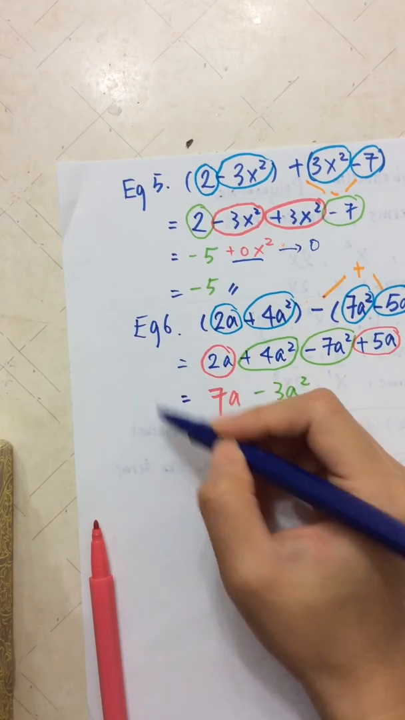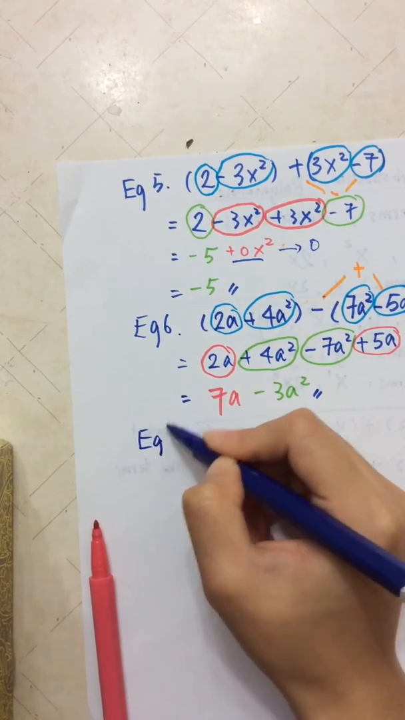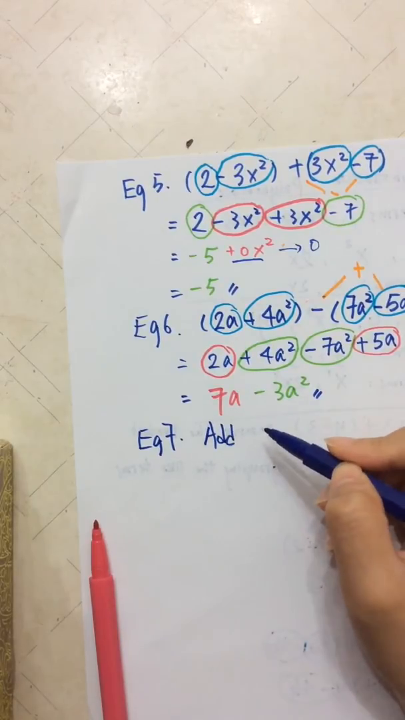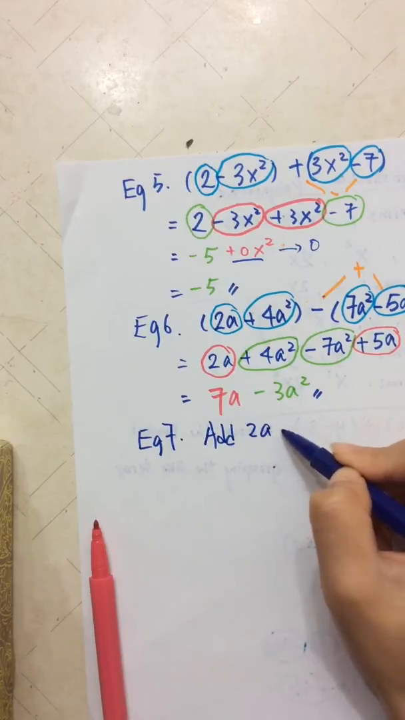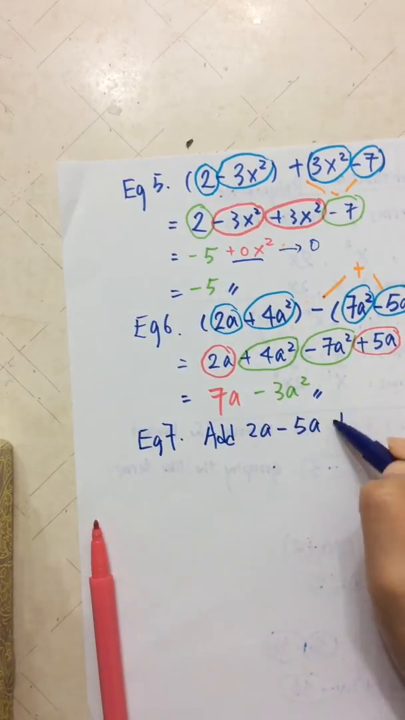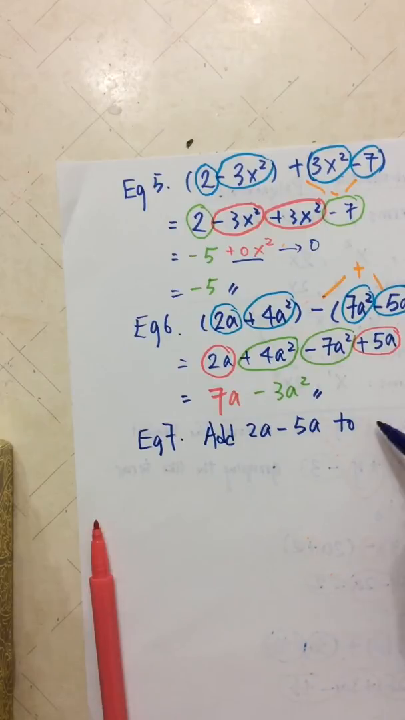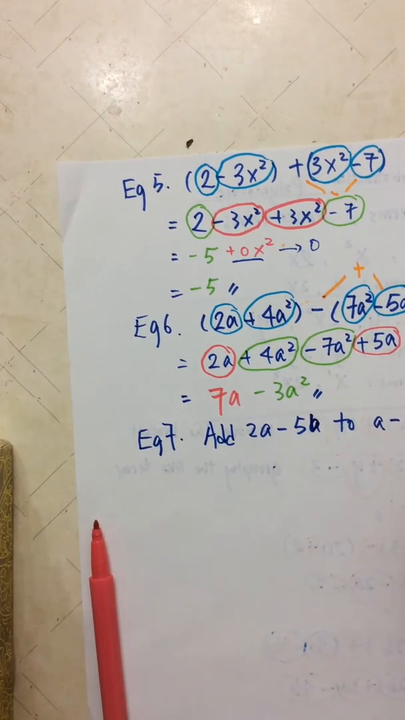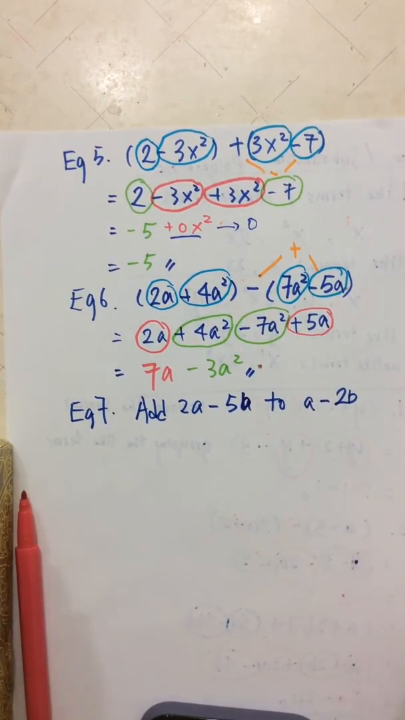What does it mean for the written words? For example, for example 7, you will see this kind of question. Add 2a minus 5b to a minus 2b. Oh, sorry, I should put down b, okay, b, and then here is b. So this is the question. So you will see the written words here.